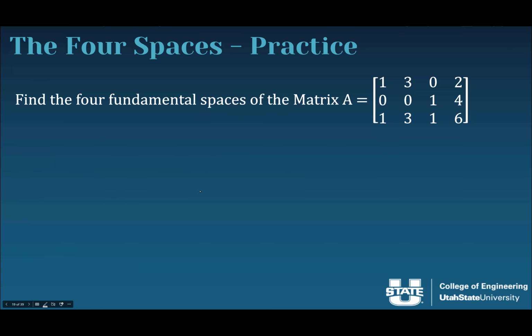So the question basically says, find the four fundamental spaces of matrix A. The first thing that we've got to do is put it into reduced row echelon form, right? And so what we're going to do is just do our row operations. We're first going to get rid of this one right here. So we're going to subtract the top row from the bottom. Right? So we'll get 0, 0, 0 minus 1, still 1, and then 6 minus 2 is 4. So this is just row 3 equals row 3 minus row 1.